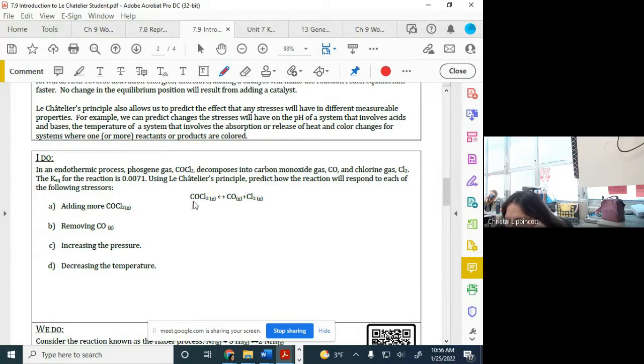If we add more of this in, that's going to shift it to, and they want you to call it left and right, so this is going to shift to the right. The reason they don't like you to say reactants and products is because these are the reactants for these products, and these are the reactants for these products. So they like you to say shifts left or right. Does that make sense? Okay.